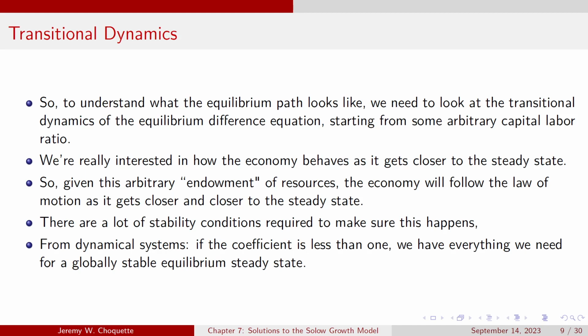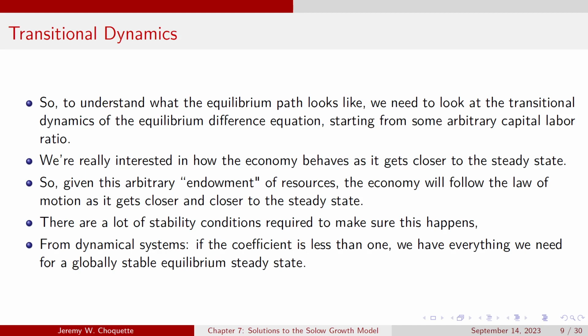So to understand what the equilibrium path looks like, we got to look at some transitional dynamics of the equilibrium difference equation starting from, say, some arbitrary capital-labor ratio. And we're going to be really interested in how the economy behaves as it gets closer to the steady state. So if we have some arbitrary endowment of resources, we start at some level of capital that's, say, below the steady state, the economy will follow the law of motion as it gets closer and closer and closer to the steady state.